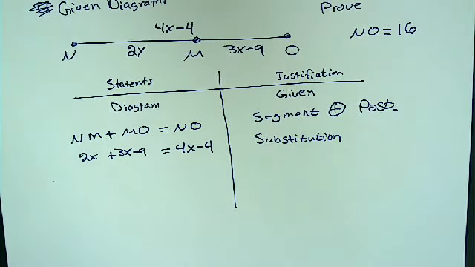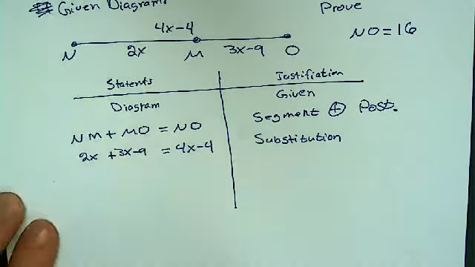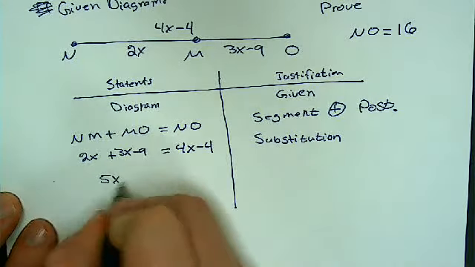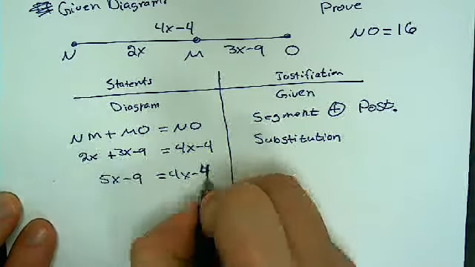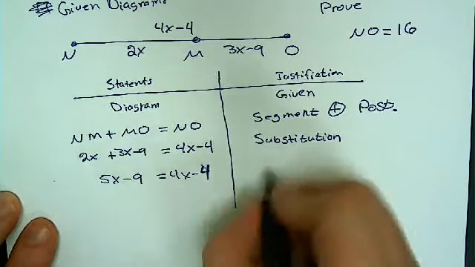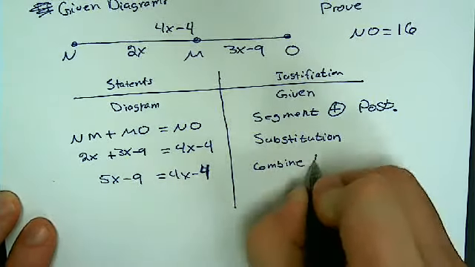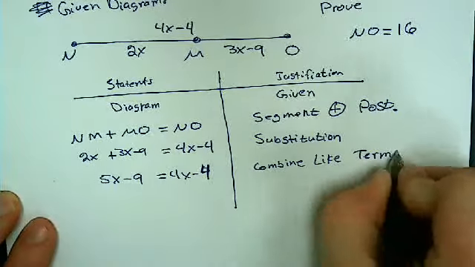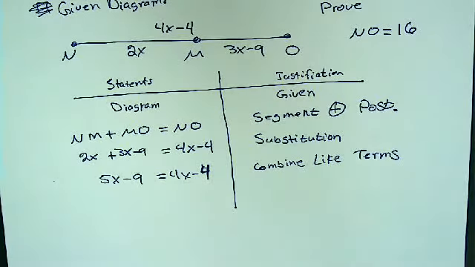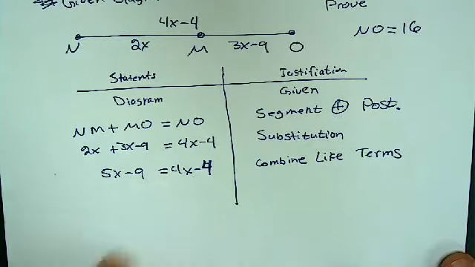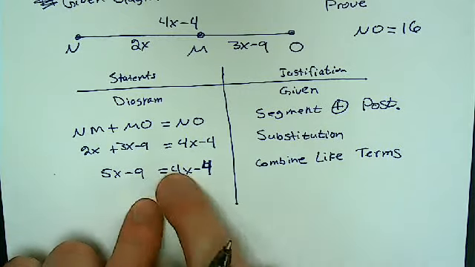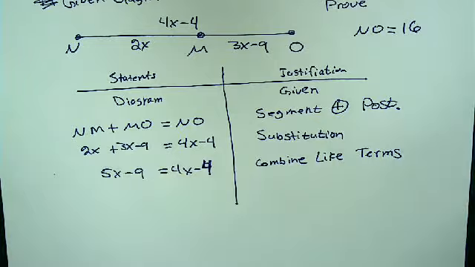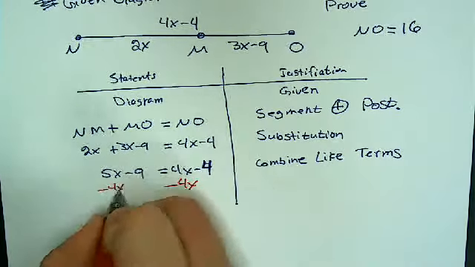And now it's just algebra, isn't it? Let's see. First, let me clean it up a little bit. I'll combine my like terms. So 5x minus 9 equals 4x minus 4. We'll call that combine like terms. Now what? Subtract the 4? I guess I should do that, yeah. Subtract 4x from both sides.